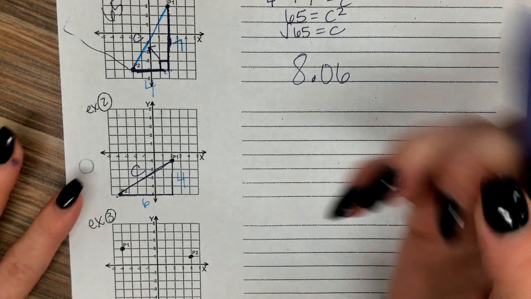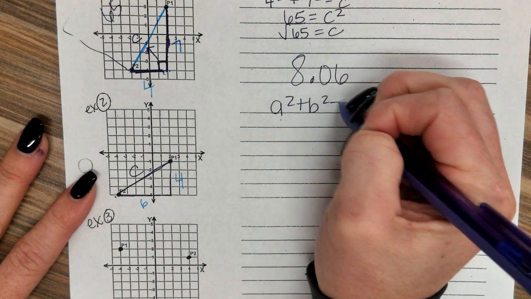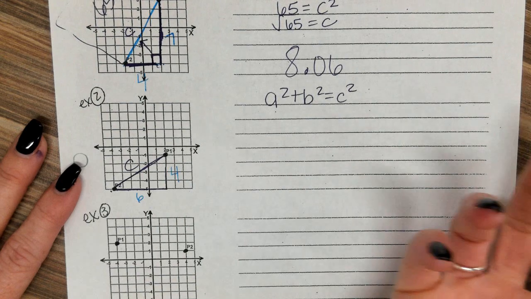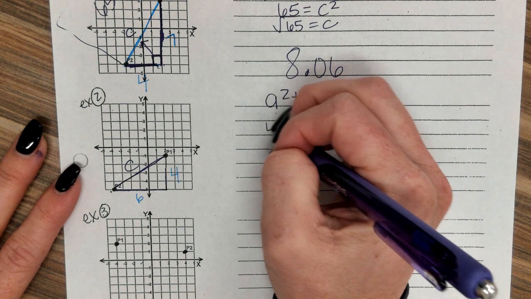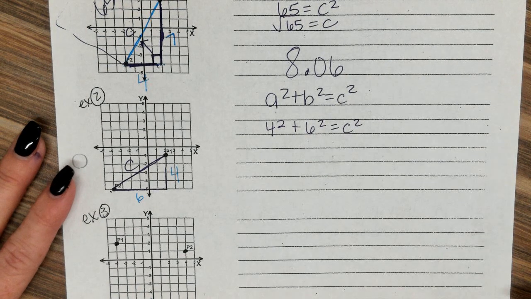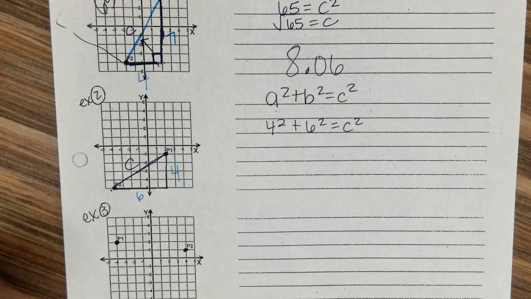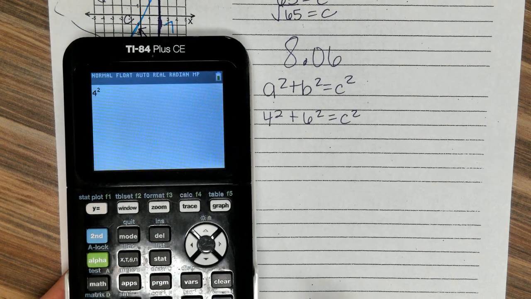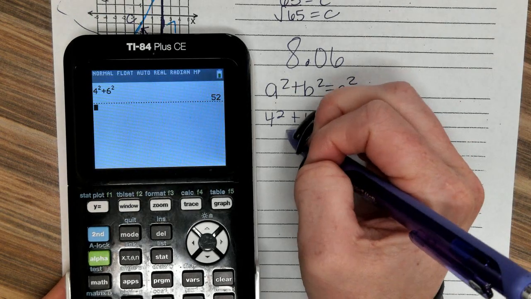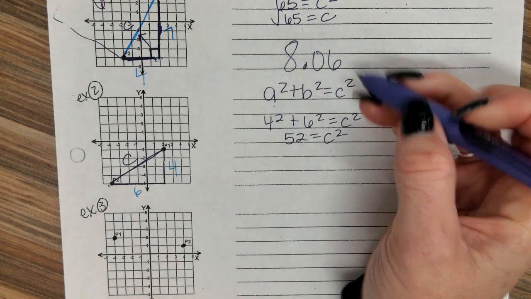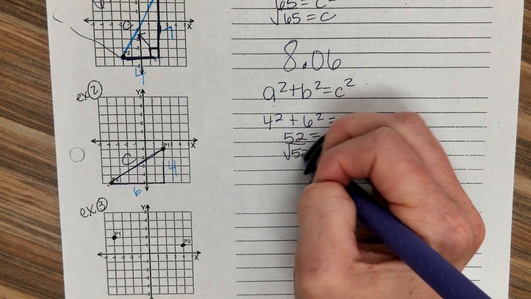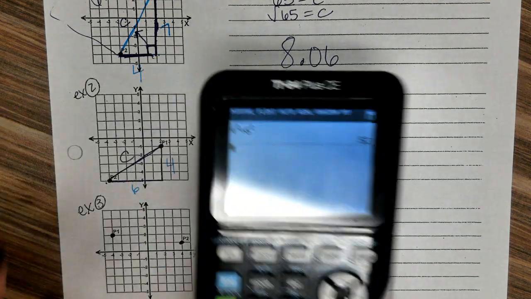And now we're just going to write our formula down. And we're going to plug our numbers in. So we can pick which one's A or B. It does not matter. So I'm going to do 4 squared plus 6 squared equals C squared. I'm going to add these together. Remember, that is not your answer. That is C squared. That is the area of a square. If I had a square over here, that's the area of it. So I must square root that number to get the side length of C.